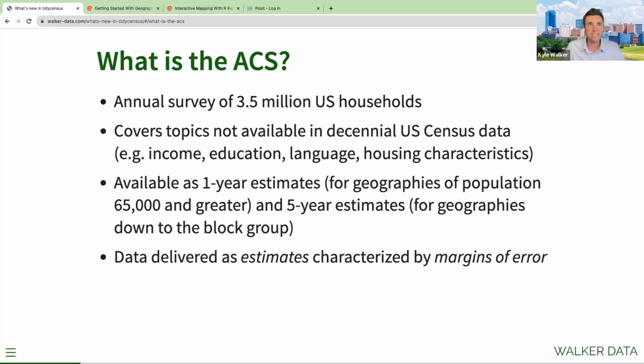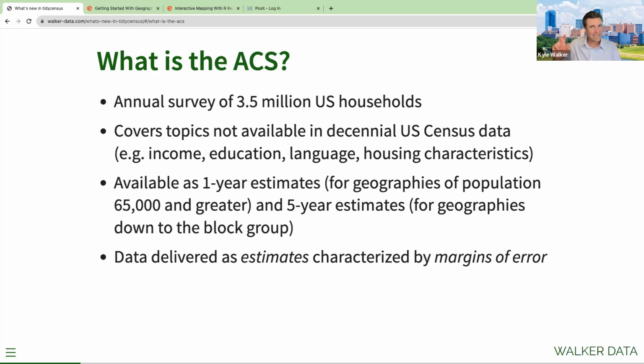The other type of ACS data is the 5-year ACS data. And the 5-year ACS data is a moving average over a 5-year period that, say, will cover the most recent data we have is 2017 to 2021. So all of that information is used to develop the estimates. And that goes all the way down to the block group level, which are census geographies of about 800, 1,000 or so people.